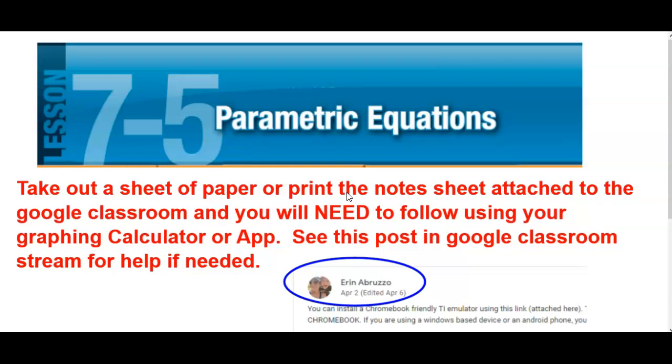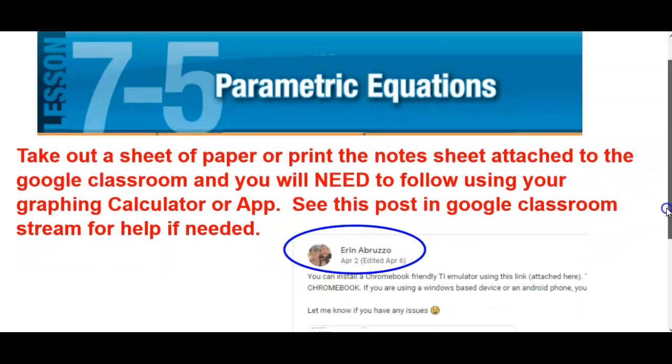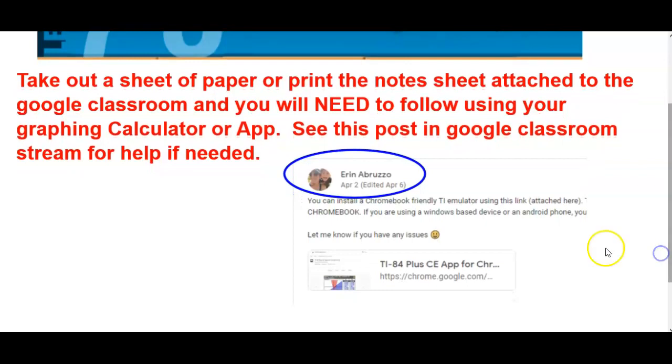They're attached in the classroom. You're going to need your graphing calculator or an app that will do this. And I will do my best to show you how that would work. It is possible to do all these questions with just a scientific calculator as well.